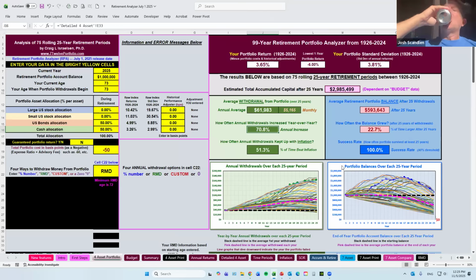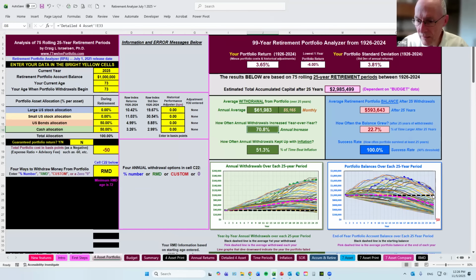Right. Your balance grew, however, only 23% of the time, which means it declines the inverse of that, roughly 78% of the time. When you say grew, that means at the end of 25 years it's worth more than $1 million. That's right. Okay. Grew 22% of the time, basically a quarter of the time is worth more than you started with 25 years previously.